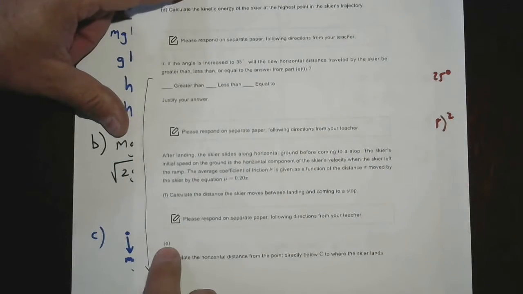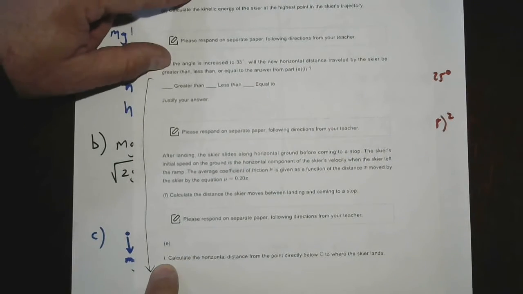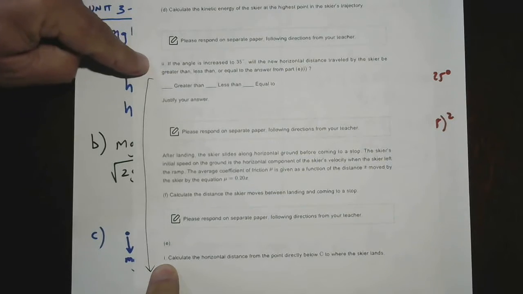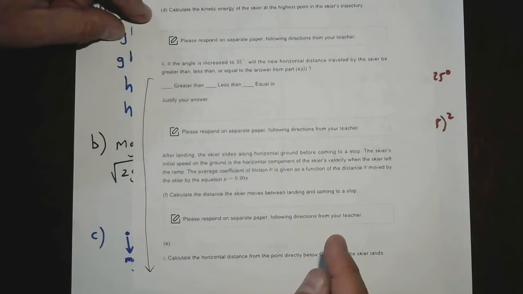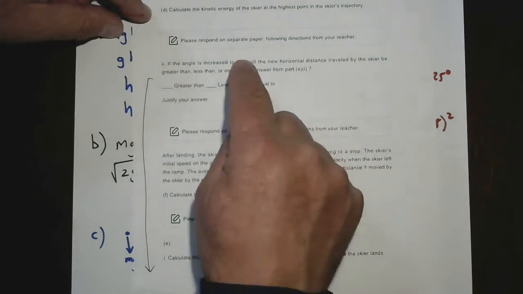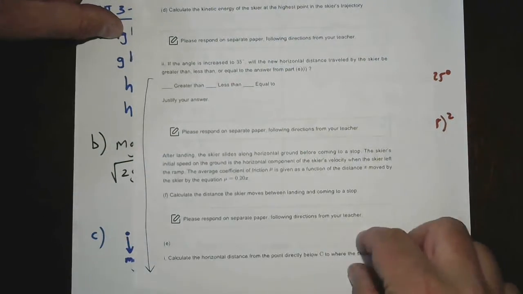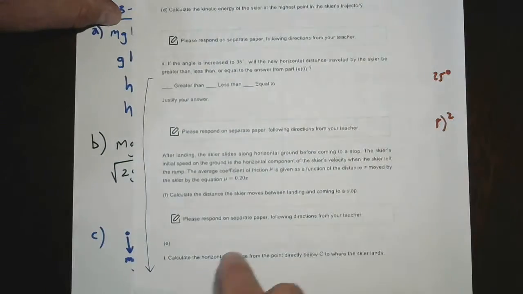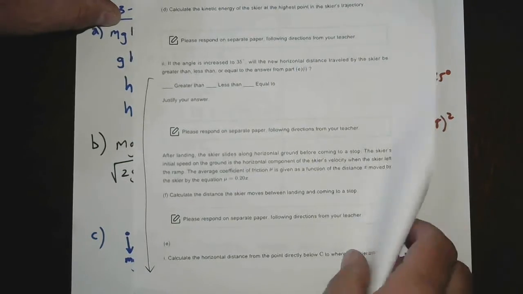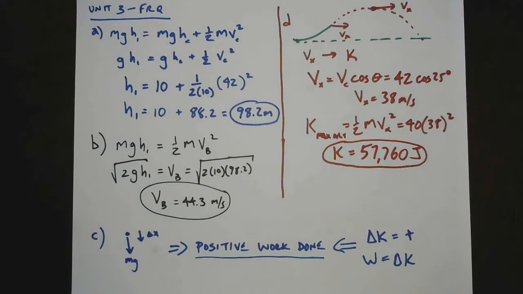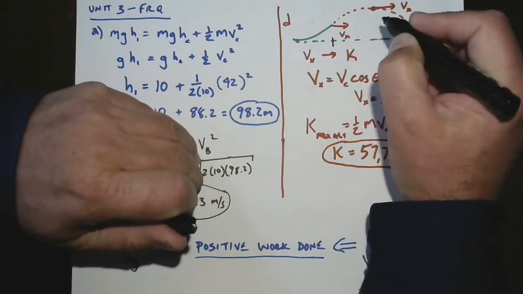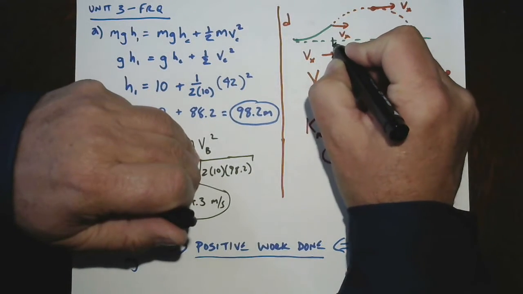So I figured out that it must be part of part E. Down here we have part EI, and then up here II. So what I think you need to do is to go ahead and move this part EI up into here and solve this first. So EI says calculate the horizontal distance from the point directly below C to where the skier lands.